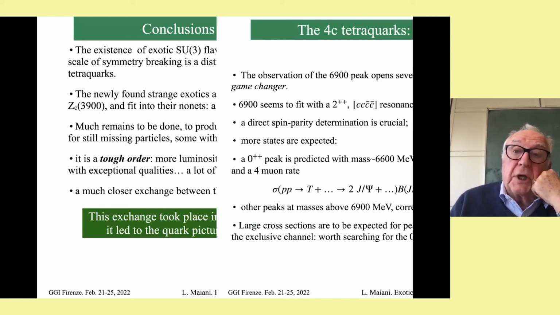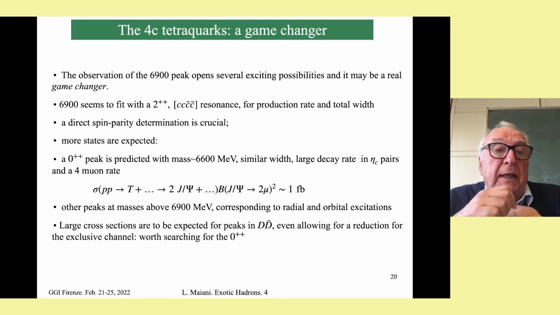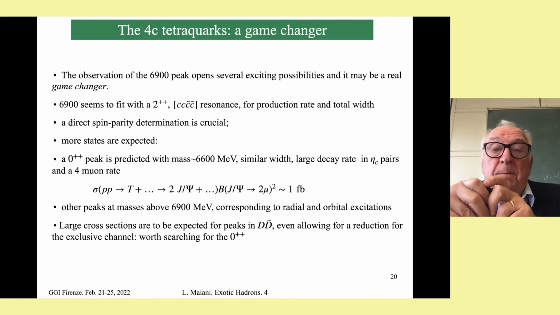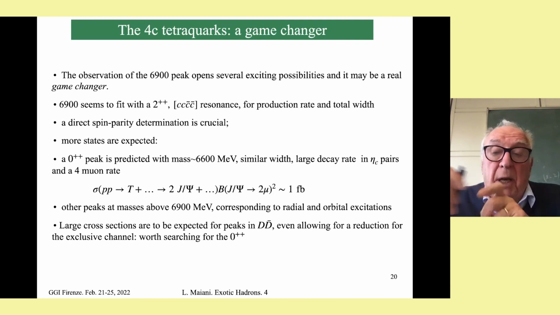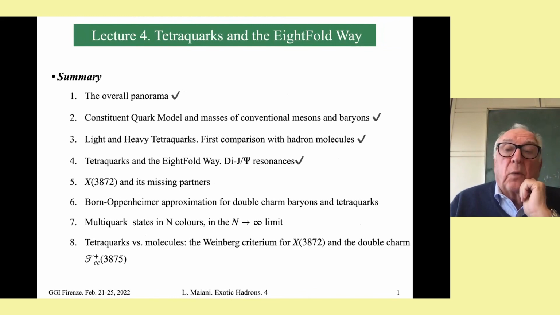Concerning the four-charm tetraquarks, that's a really dramatic change. There are many exciting possibilities for the 6.9 GeV peak. We would, at this moment, prefer a 2++ classification. And of course, a direct spin parity determination is crucial, and presumably it can be done with more luminosity and the four-muon states. More states are expected. Perhaps a 0++ peak could be a little below the other one. Other peaks corresponding to radial and orbital excitations are a new world that opens up, and we think we have enough theoretical tools to explore that. I would conclude with that and look forward to further discussion.